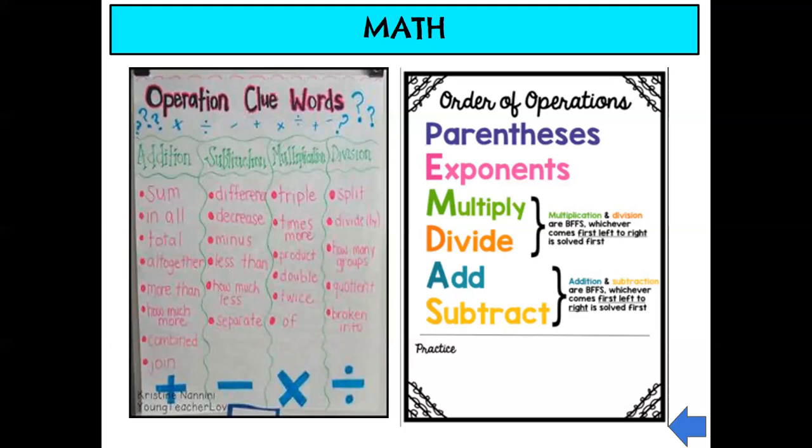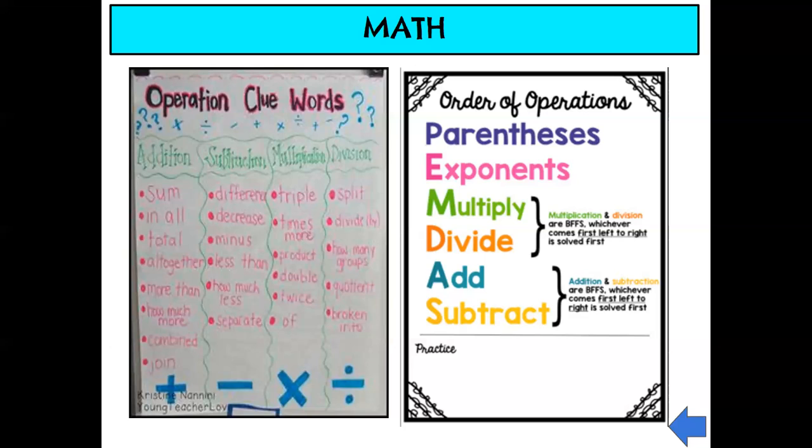Order of operation. Most of you did really well with picking up on this order of operation and understanding that there are certain things that come first. That is how we evaluate these numerical expressions: by doing what's in parentheses first, then evaluating any exponents, then multiplication, then division, and then addition and then subtraction.